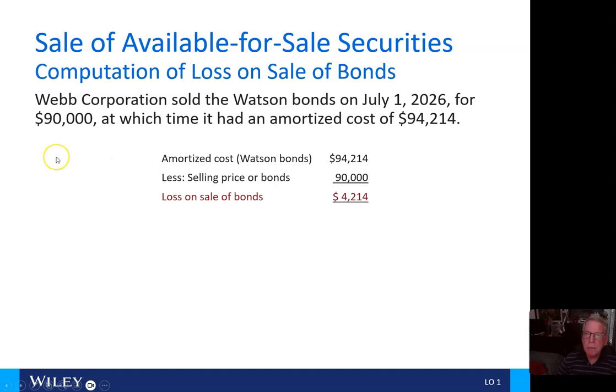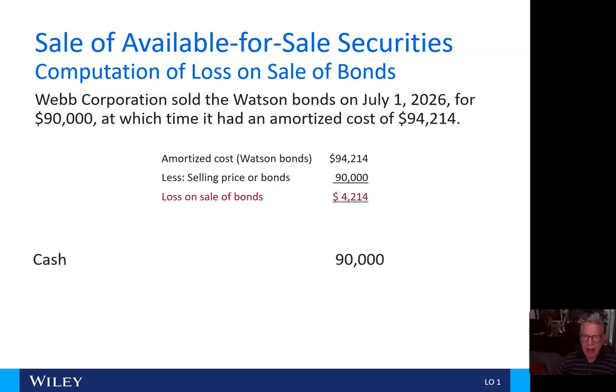Now, the Webb Corporation sold the Watson bonds on July 1st, 2026 for $90,000, at which time it had an amortized cost of $94,214. So if we subtract those two numbers, we get a loss on the sale of bonds of $4,214.